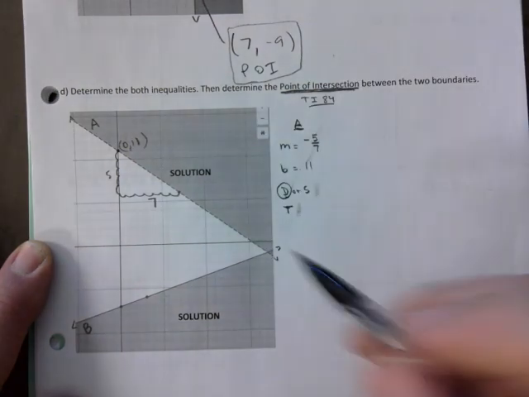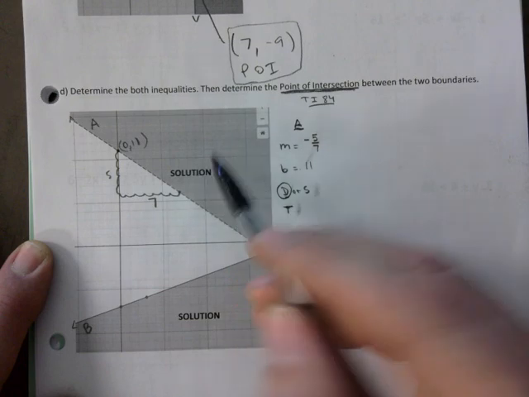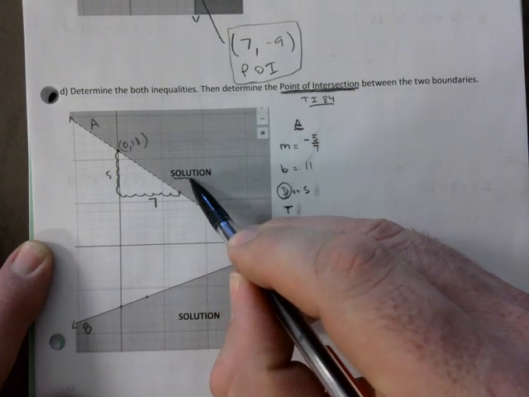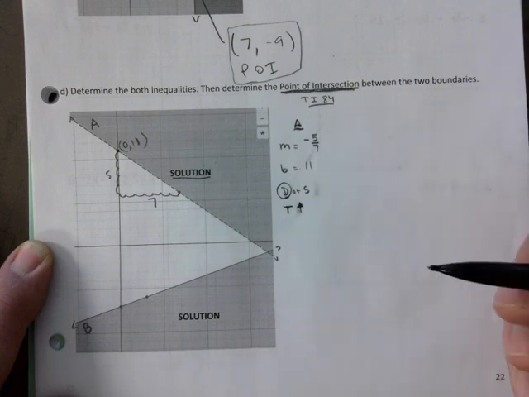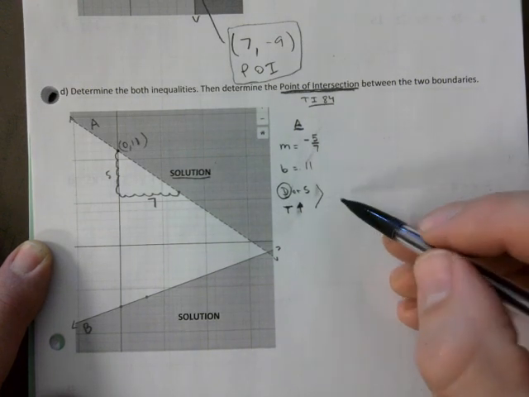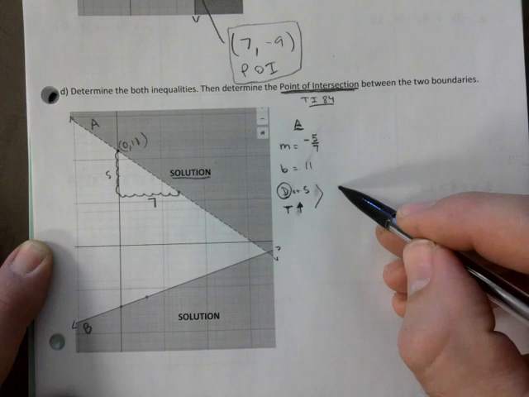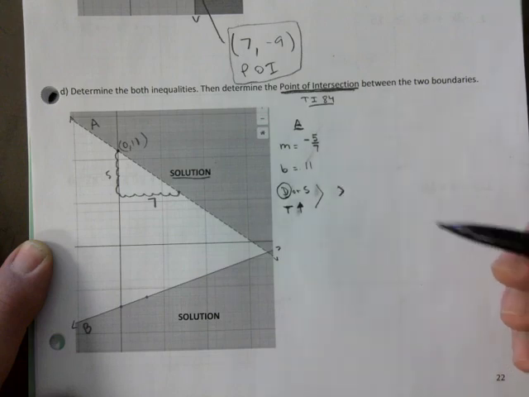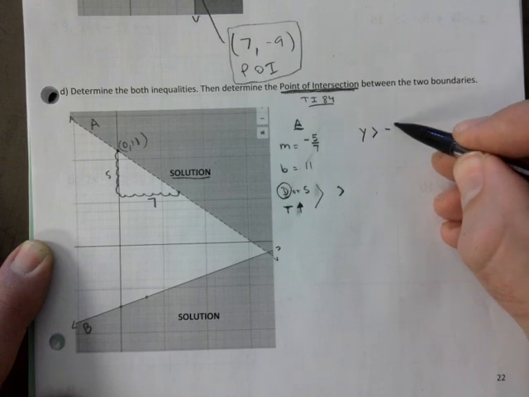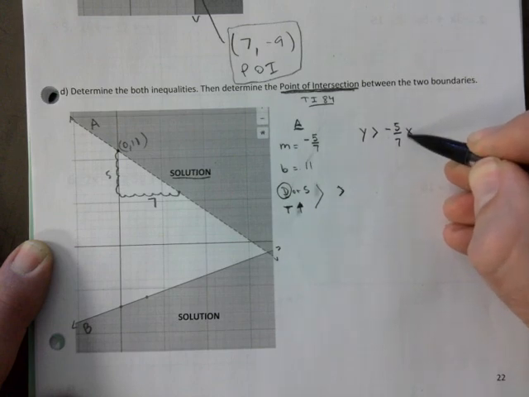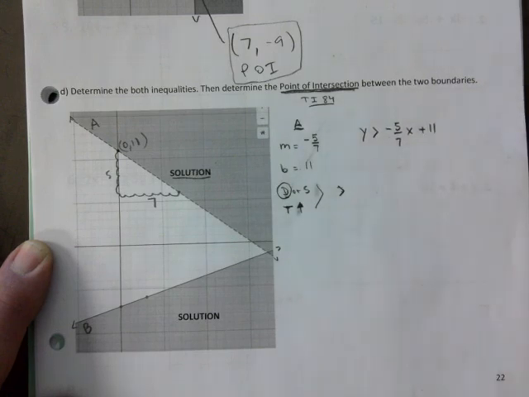Where's the true region? You look at the solution, it's shaded, but most importantly, where's the true region, right? It's above. Okay. So from these two, you conclude that it's going to be like this. Okay, so y is greater than -5/7x plus 11.